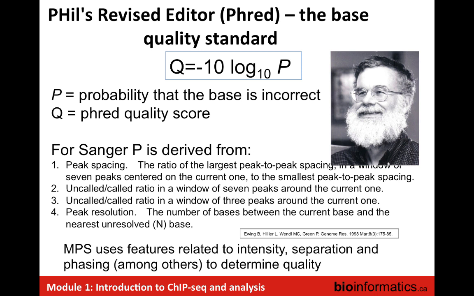Over time, we've adopted the so-called Phred score, which is essentially a log transform probability. And I've given you the description of how it's called for Sanger just to give you an idea. So things like peak spacing, how much your background signal is, etc. Massively parallel sequencing or Illumina sequencing uses features such as intensity, separation from the next cluster, and something called phasing, which I'm not going to talk about, but if you're interested, I can give you details on how phasing is determined. And this is used to assign a so-called base quality score to each of the bases in Illumina sequencing. Okay? So that's what a base quality is.